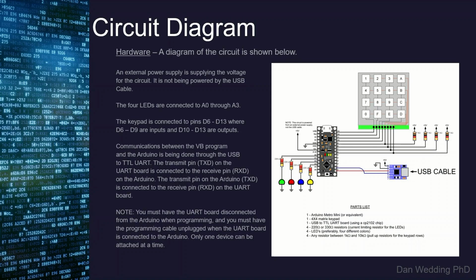The transmit pin on the UART board is connected to the receive pin on the Arduino. The transmit pin on the Arduino is connected to the receive pin on the UART board. Note, you must have the UART board disconnected from the Arduino when programming, and you must have the programming cable unplugged when the UART board is connected to the Arduino. Only one device can be attached at a time.